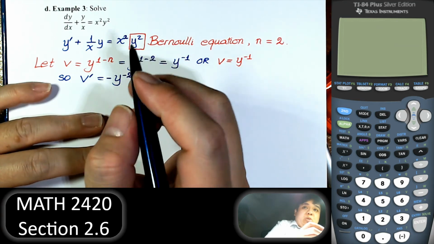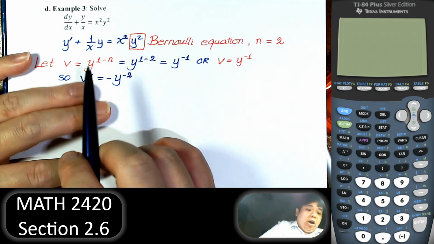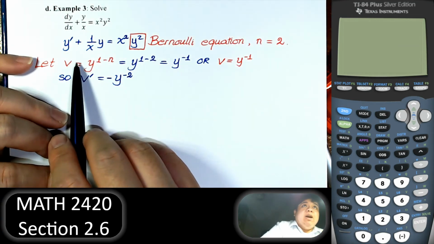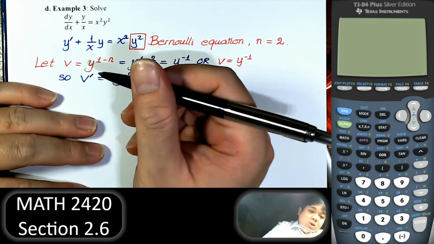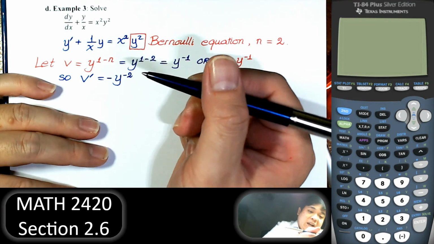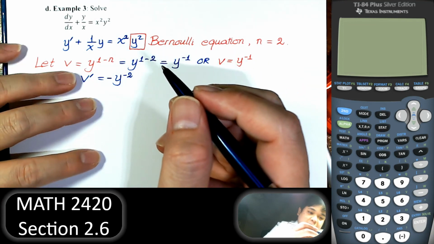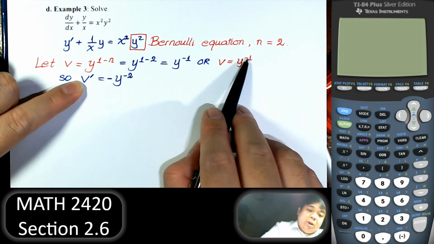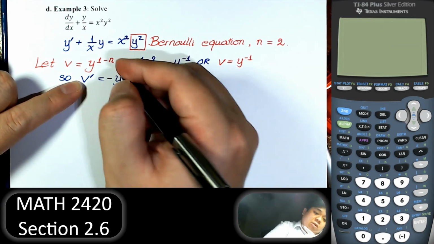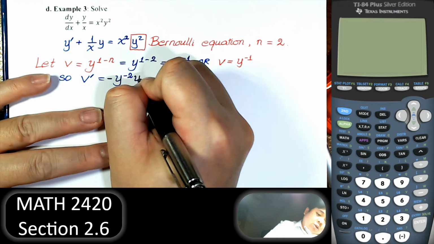Actually, I should do the proof of the Bernoulli equation, why this substitution will work. But this is a very long section already, so I just don't want to make it any longer. So the derivative of v is v prime. The derivative of y to negative 1 is negative y to negative 2, but in the chain rule, we have to take the derivative of y.